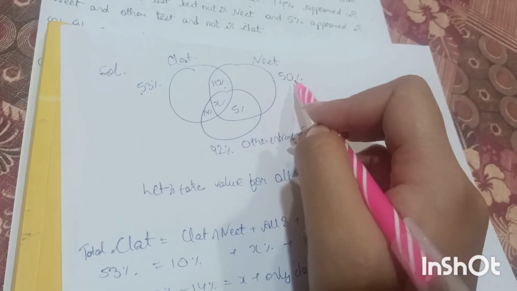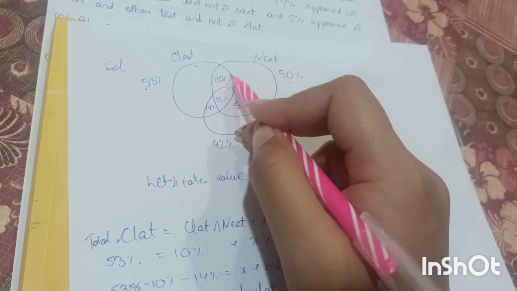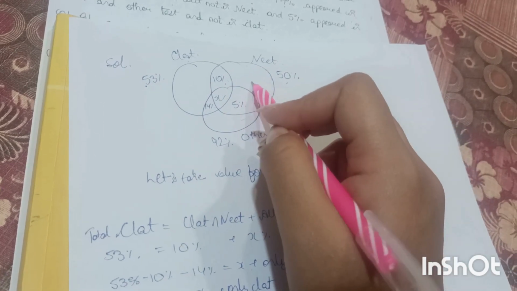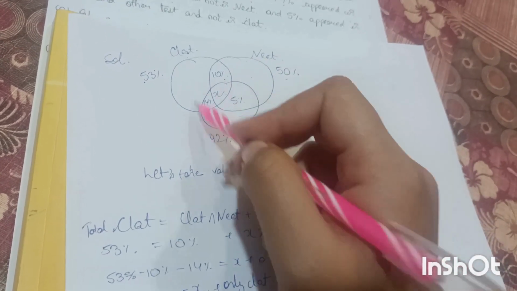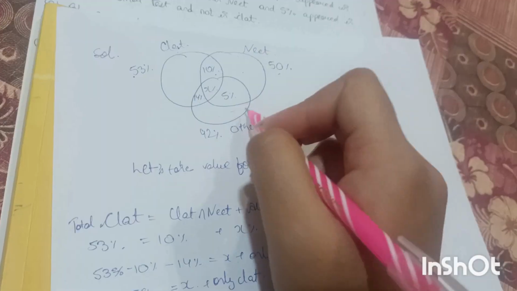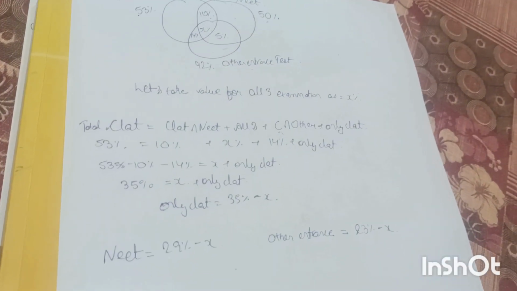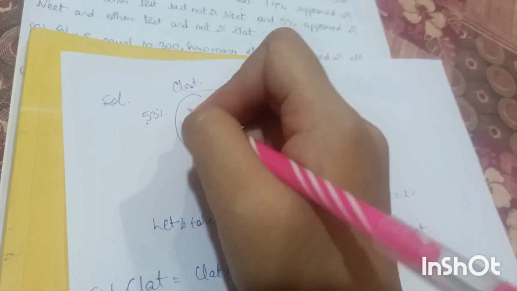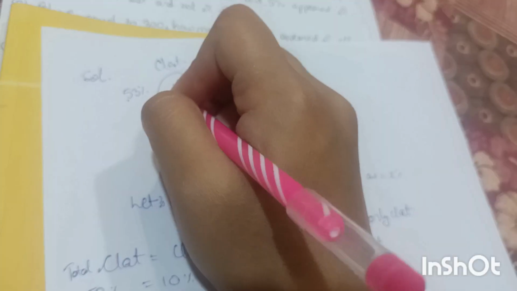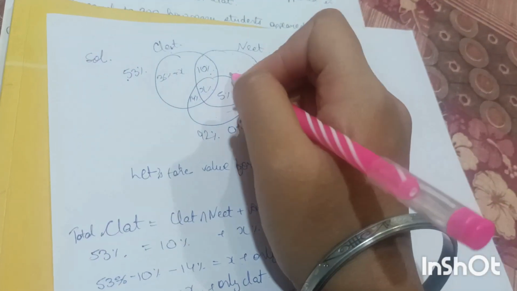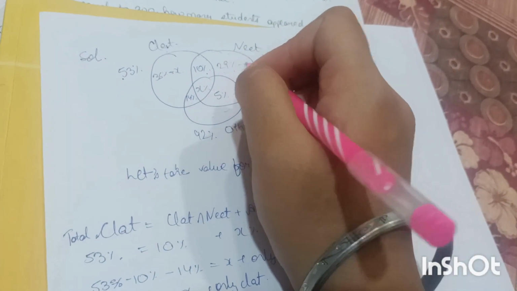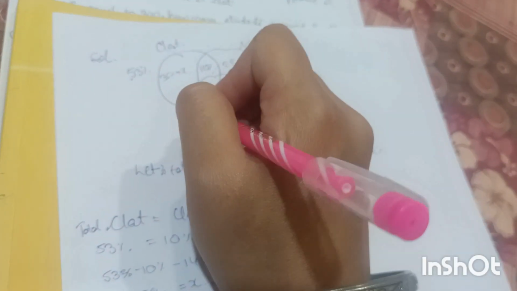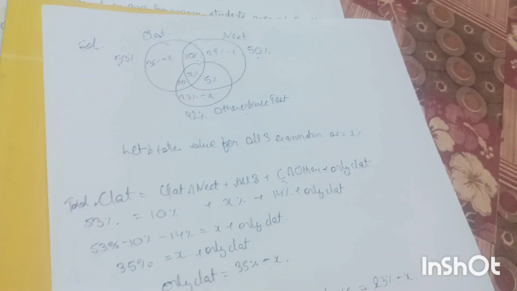You have to do the same. See, for NEET you have to take 50 over here, then take these values and you will get only NEET, and for this you have to take this circle and you will get the value for this. So let's fill it. Over here you will get 35% minus X, over here 29% minus X, and over here 23% minus X.